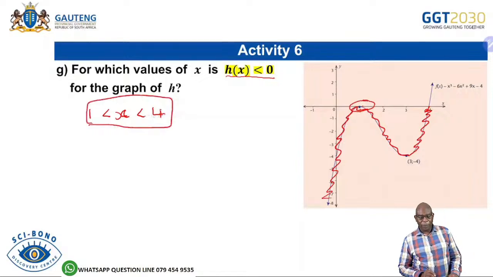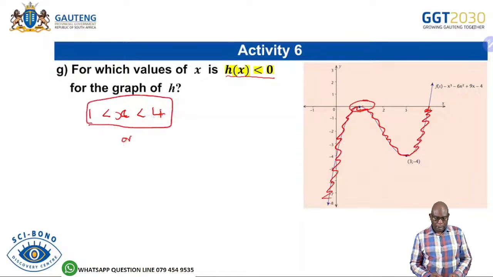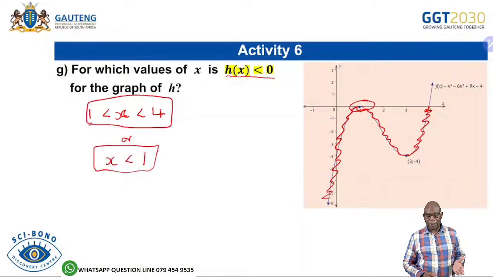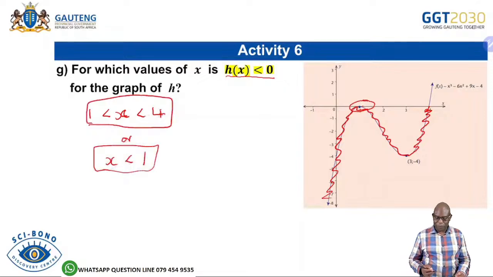The next one will be x will be less than 1. You can see I've got 2 of them there. So it's where x is between 1 and 4 below the x-axis, and x is equal to 1, therefore it is on the axis. So in this case, x between 1 and 4, the other one is x is less than 1. So we have those solutions.